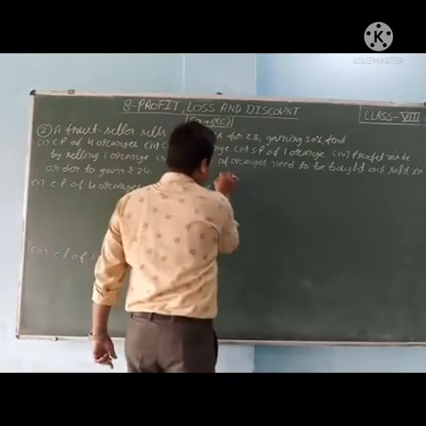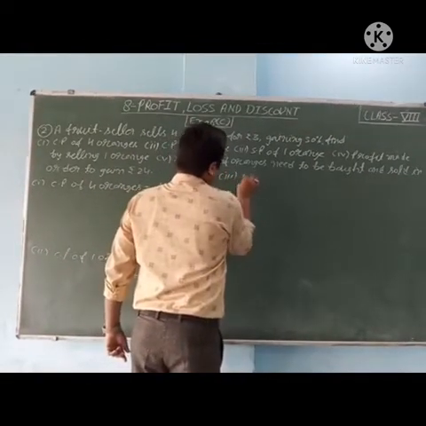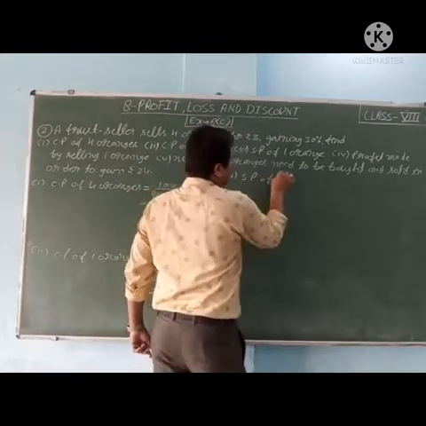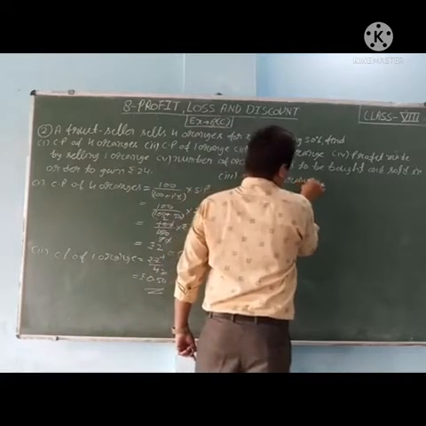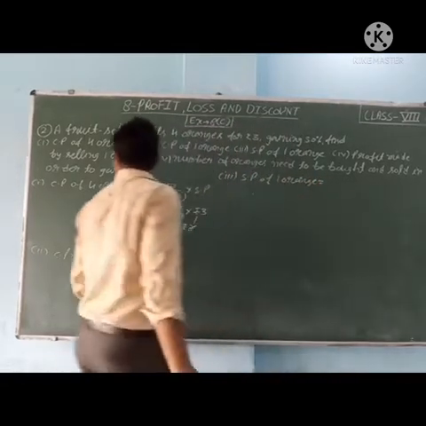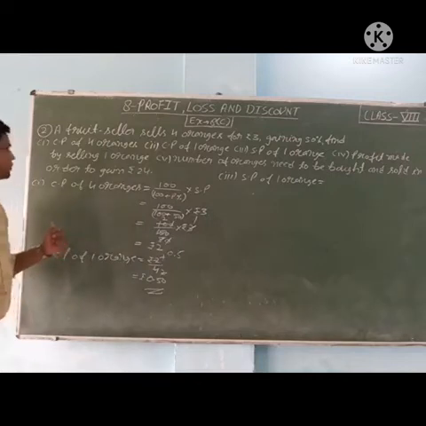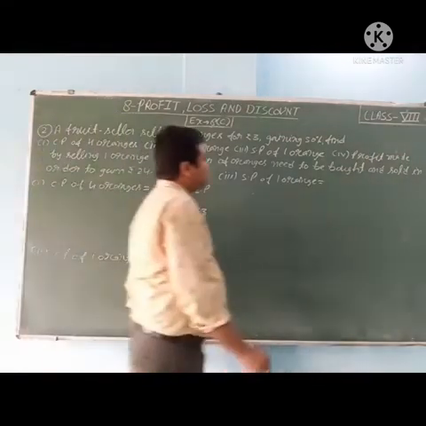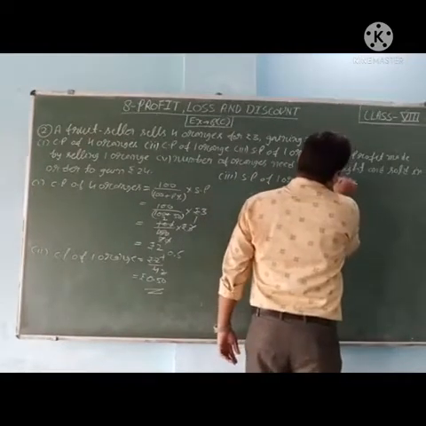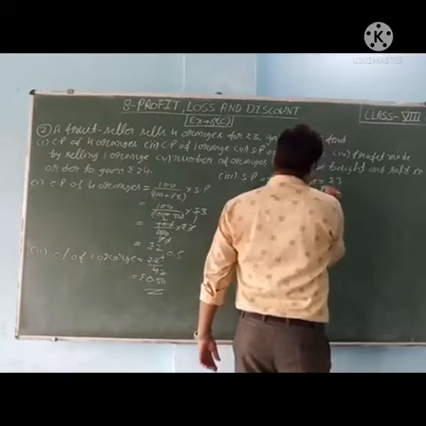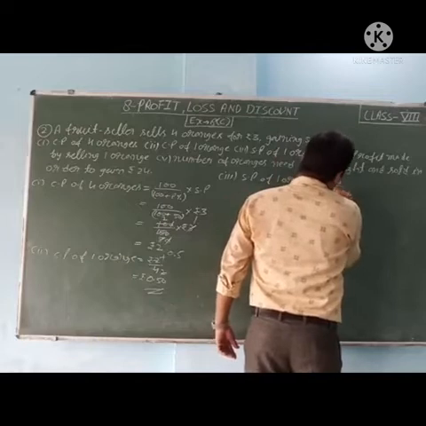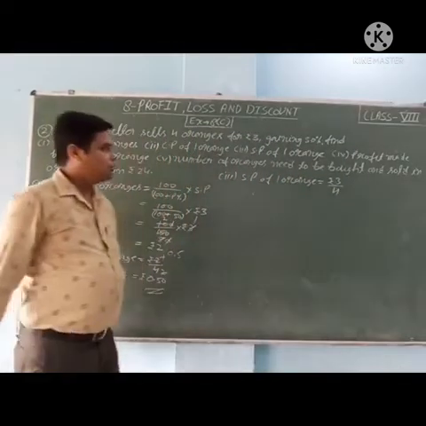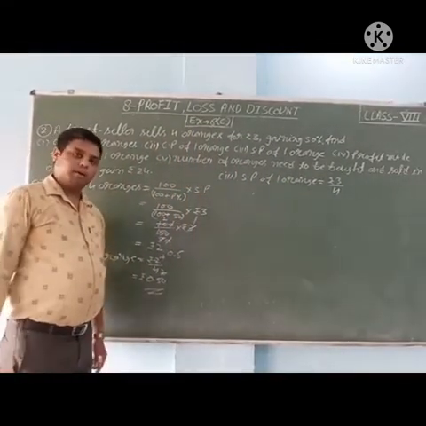Next, selling price of 1 orange. Third part, SP of 1 orange. SP of how many oranges is given? SP of 4 oranges is given. So SP of 4 oranges is ₹3. SP of 1 orange is equal to 3 upon 4. This ₹3 upon 4 is the selling price of 1 orange.